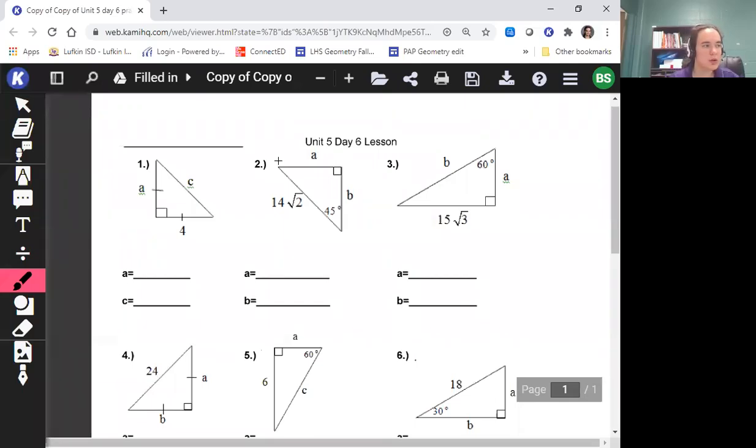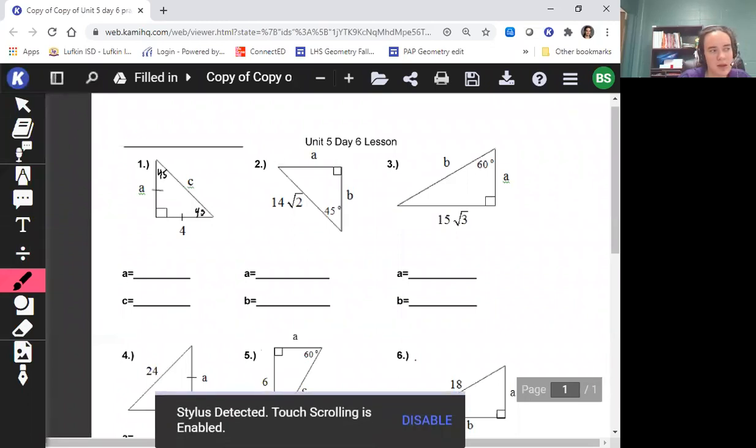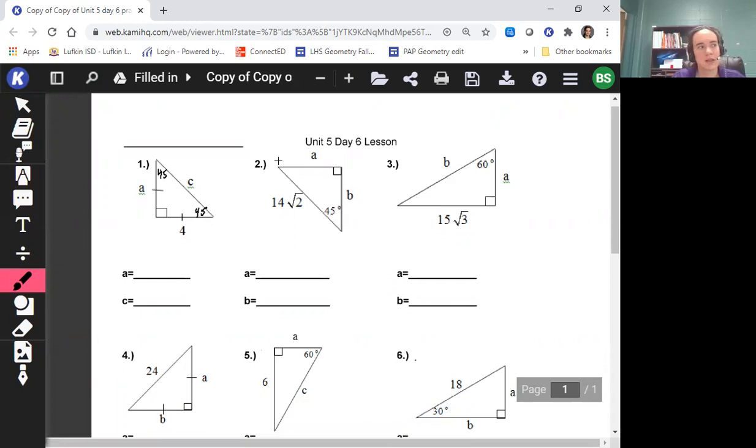Now we are going to work on some review of some of the concepts from this unit. So our first one, we have a special right triangle. We have a 45, 45, 90 triangle. I know it's a 45, 45, 90 triangle because it's an isosceles right triangle. And we know that one of our short sides is 4, and that's x. And that means that a is also 4. And our hypotenuse is x times the square root of 2. So that is 4 square root of 2. All we're doing is plugging in, substituting 4 for that x.